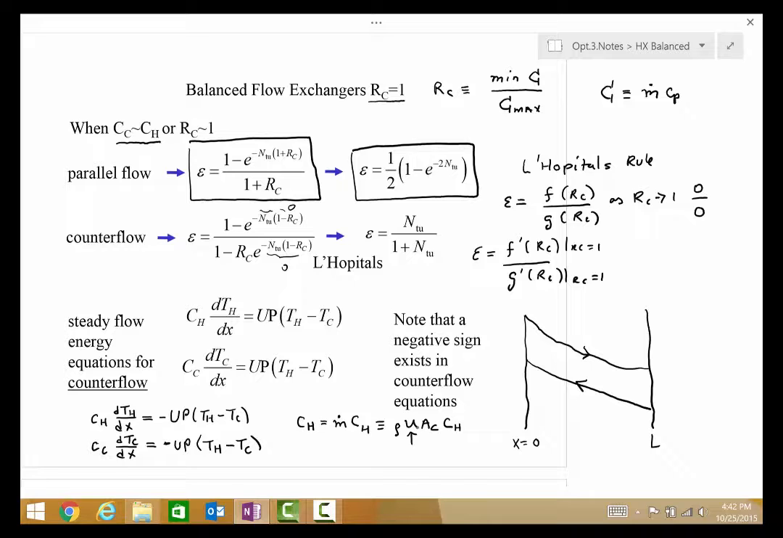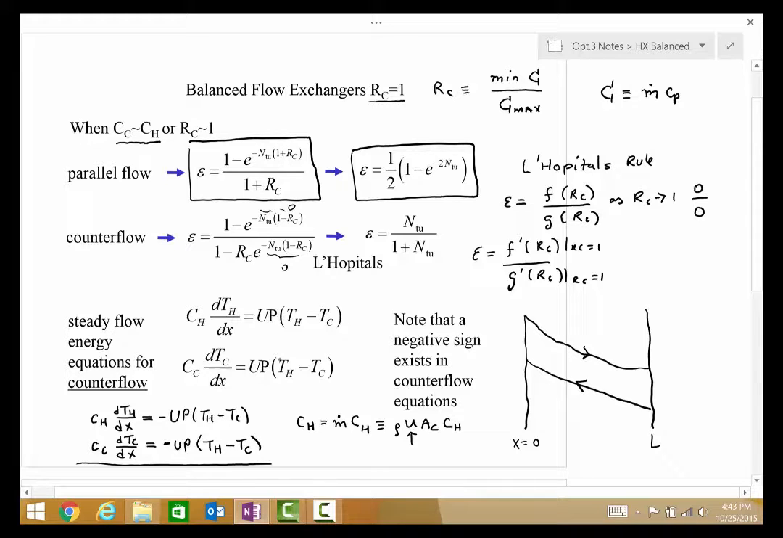In this particular case that I just described, when we subtract off the differences between TH and TC, for example, where CH is equal to CC, you see that if these are equivalent, then d(TH minus TC)/dx is equal to 0. That is, the temperature difference is a constant. So that's a very important issue in terms of this.